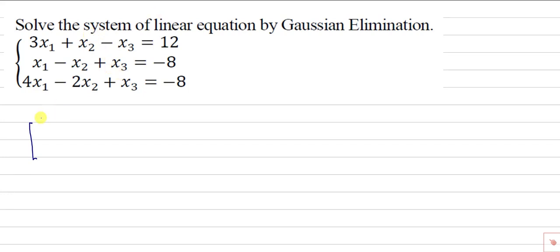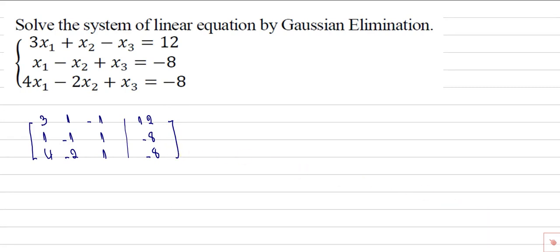So we got 3, we got 1, we got -1 and 12. I write here 12 on the right hand side. And the next is 1, -1 and 1 equal to -8. And the next is 4, -2 and 1 and -8.